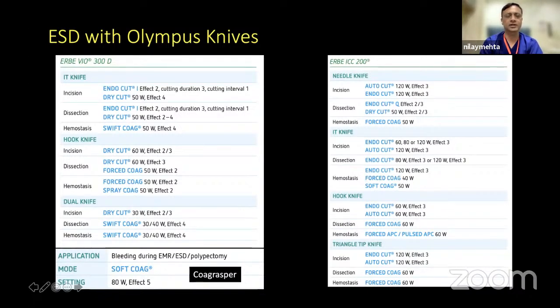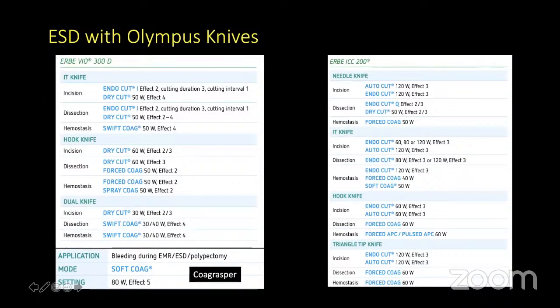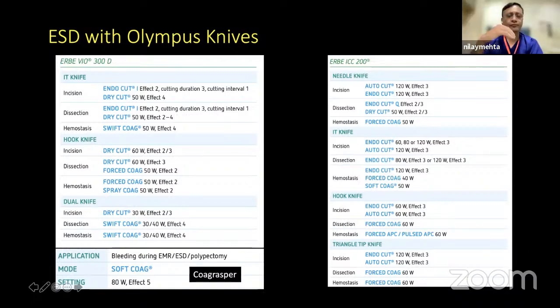And I told you the reason, because dry cut has a very good coagulation property. So while making an incision, bleeding is not too much. And for dissection, now we have shifted to swift coag because it's a very good, clean coagulation current. Only thing is, depending on what knife you are using and what electrosurgical unit you are using, you should know your settings.